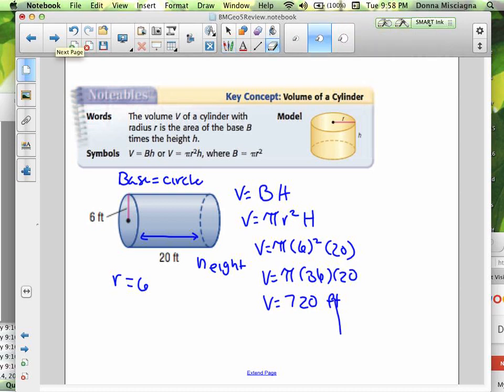It helps if you put the marker down when you're trying to erase. 720 pi feet cubed. So there is our volume. Okay? So it's just really like finding the area of a circle, except you're going to multiply it by the height of the cylinder, because you're finding all the space in between those two bases.